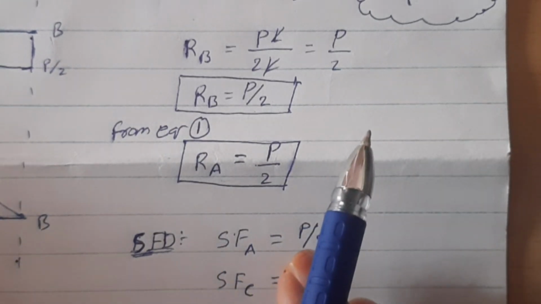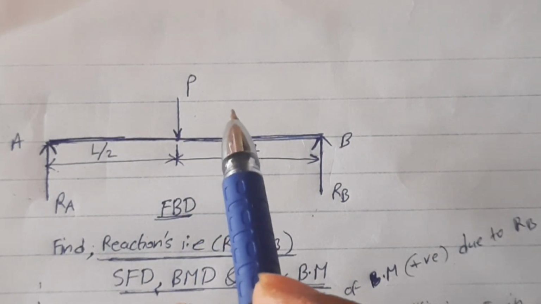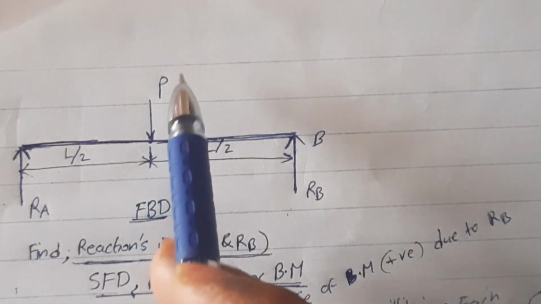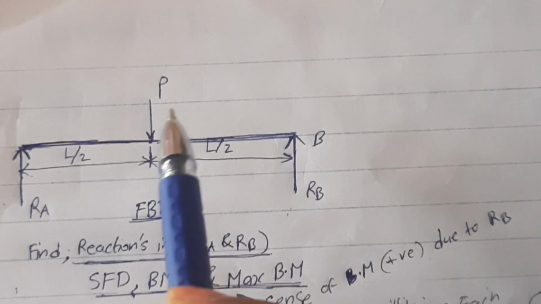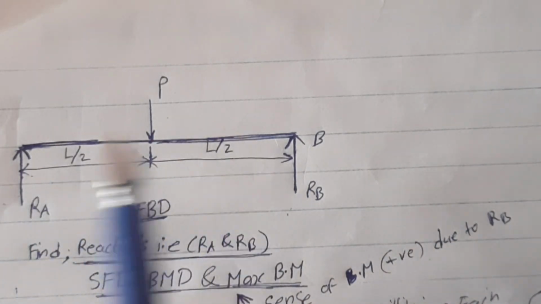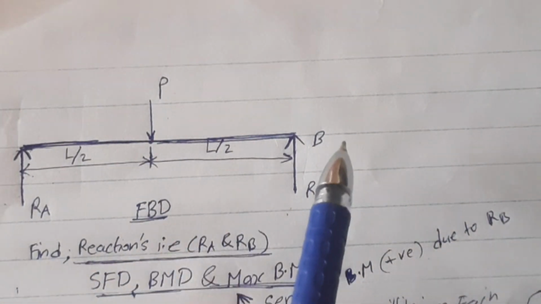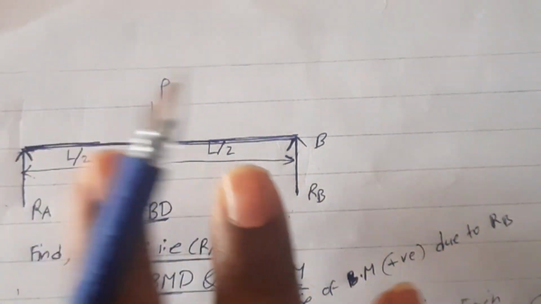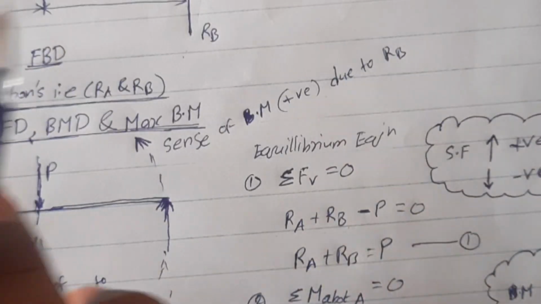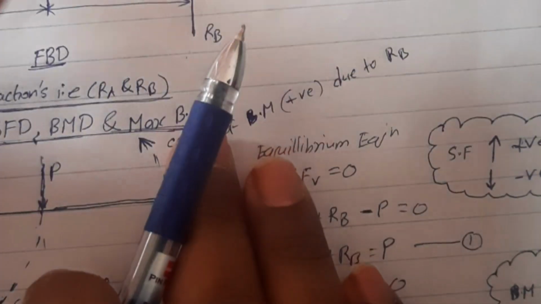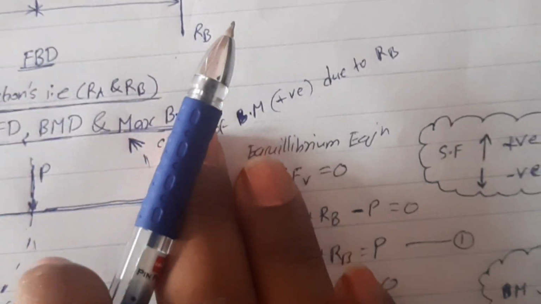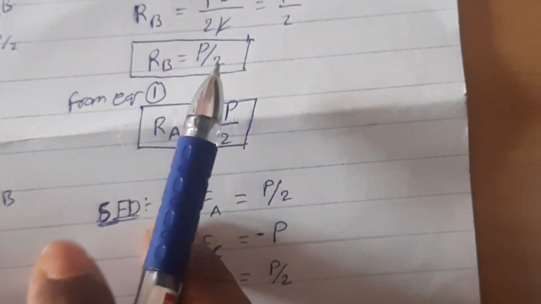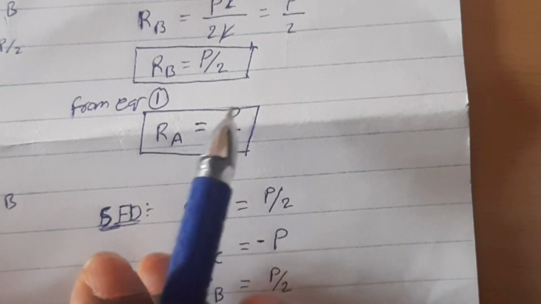Simply, the shortcut here is that it is a symmetric loading. How to identify symmetric loading? The external load acting on the beam is at the same distance from the left hand support and the right hand support, so it is called symmetric loading. In symmetric loading, each reaction will be half of the load. So we got P by 2 and P by 2 directly by symmetric loading.